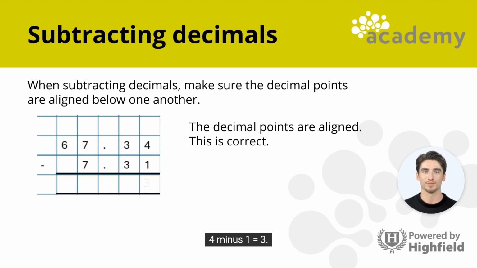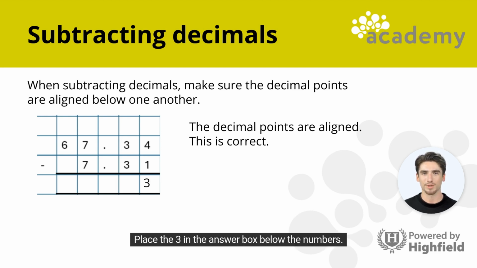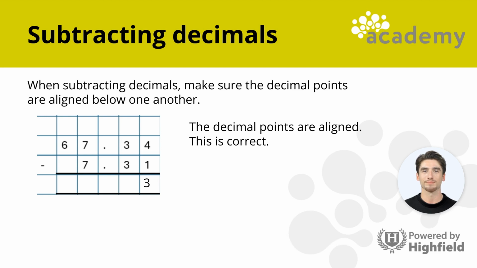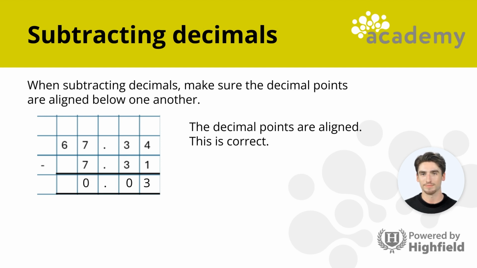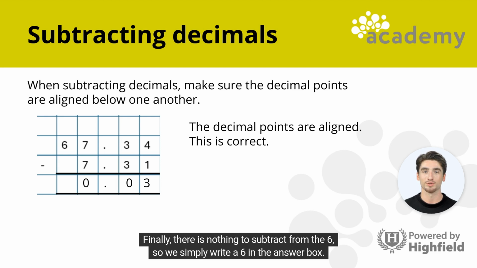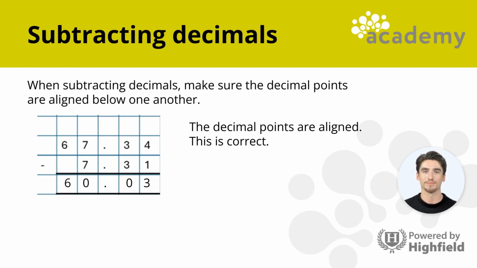4 minus 1 equals 3. Place the 3 in the answer box below the numbers. Let's move into the next column. 3 minus 3 equals 0. Add in the decimal point to the answer box. 7 minus 7 equals 0. Finally, there is nothing to subtract from the 6, so we simply write a 6 in the answer box. The final answer is 60.03.